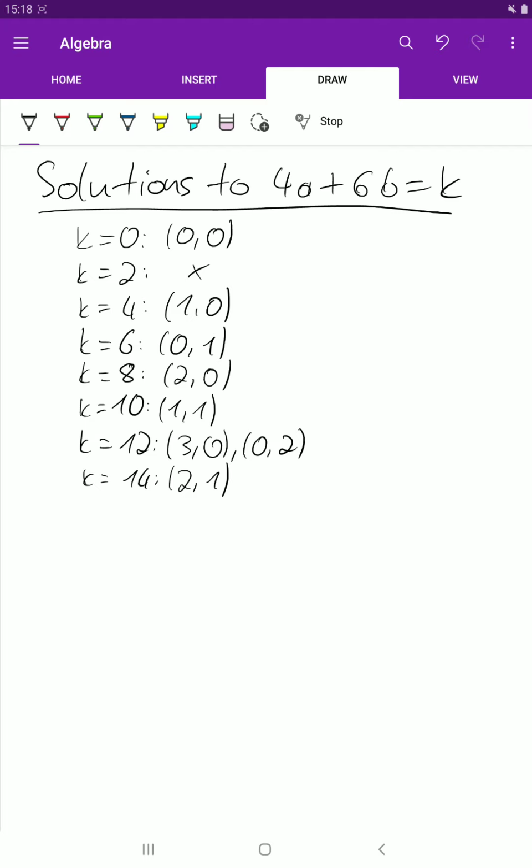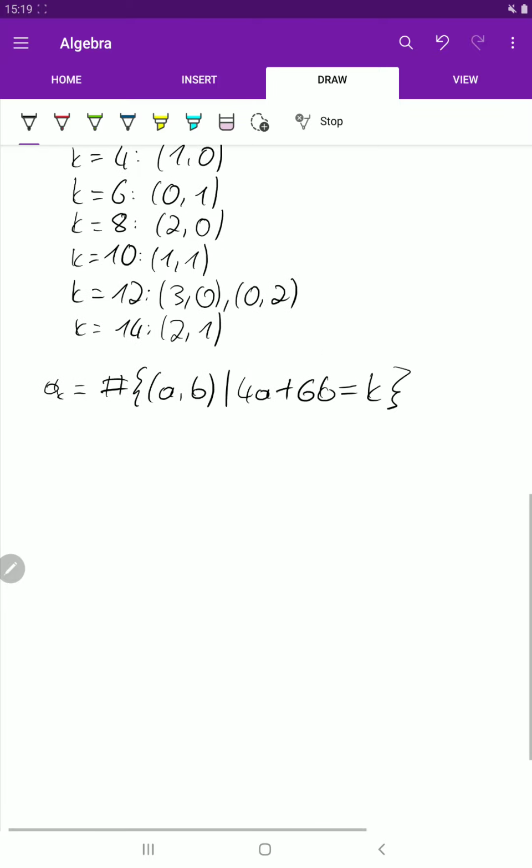So let me show you how we can solve this. So we define a sequence a_n, or maybe better call it a_k, to be the number of a, b such that 4a plus 6b is equal to k. Okay, and that's a sequence. So far so good, and we want to get a recurrence relation, and therefore we use generating functions.